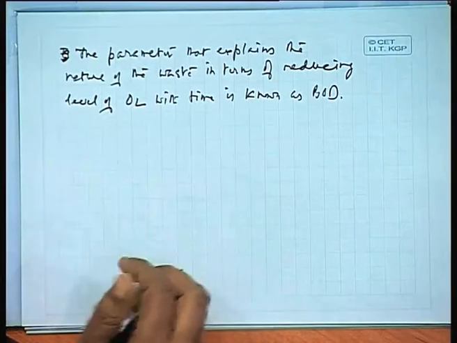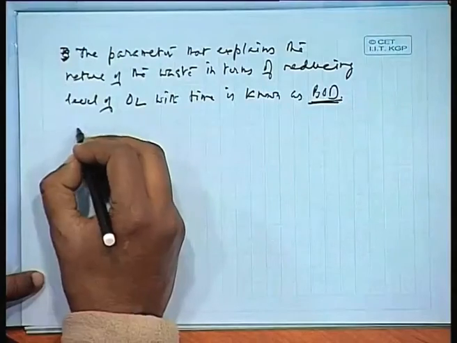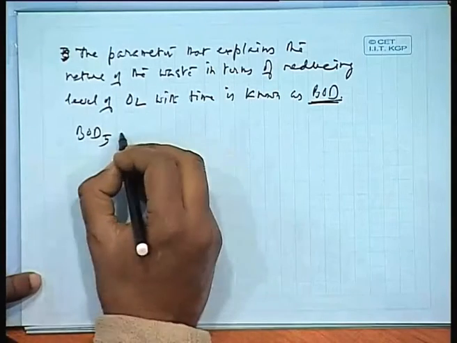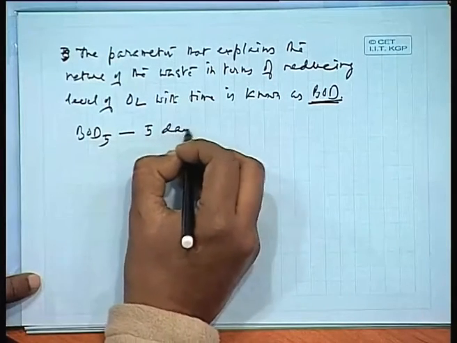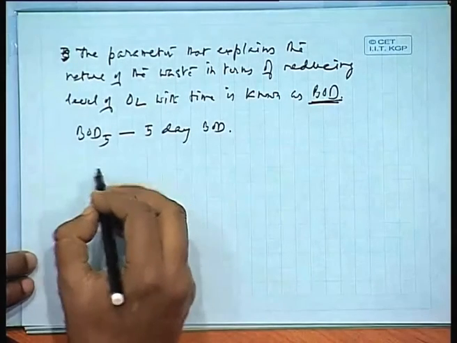What is the demand of oxygen by the waste? One very conventional way of using this is the 5-day BOD. It is called BOD5 or 5-day BOD. Why BOD5? Let me explain this here itself.